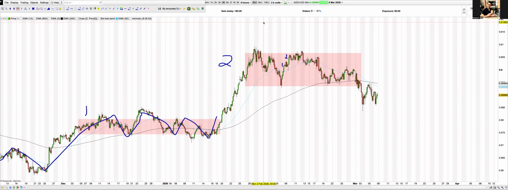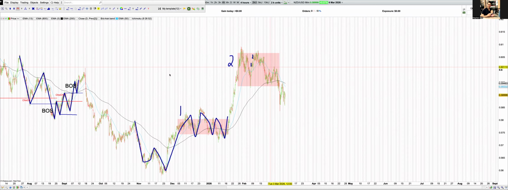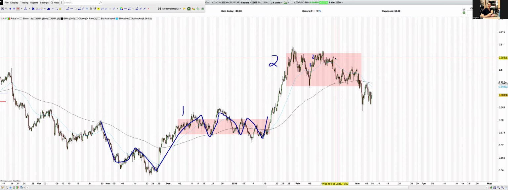NZD USD, this is another interesting one with good structure. This is a 1, this is a 2. It's extended below, and we now look potentially vulnerable, or this stop hunt is going to hold, and we are going to start making that staircase higher. These are just things I'm watching, folks. There's nothing active going on.